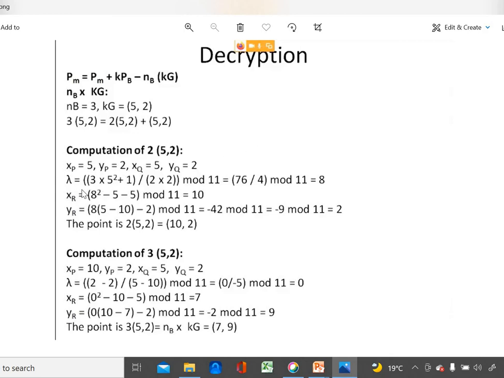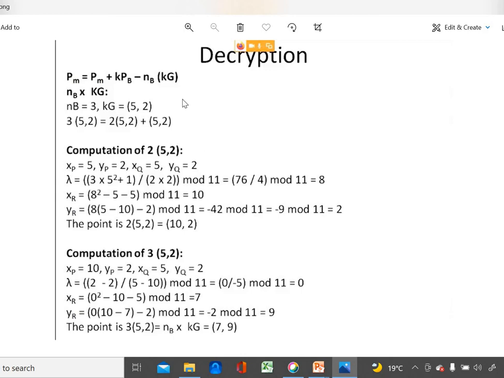So now calculate the lambda value, when p equal to q. The lambda value is 8. And then calculate xr and yr. So we got the value (10, 2). xr value is 10, yr value is 2.